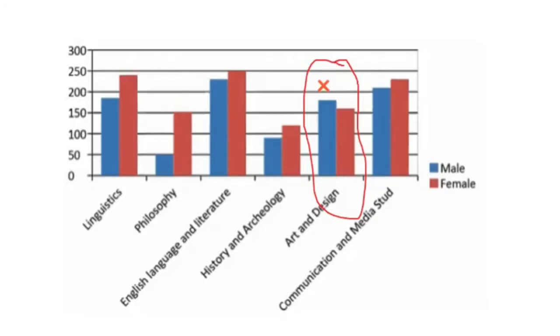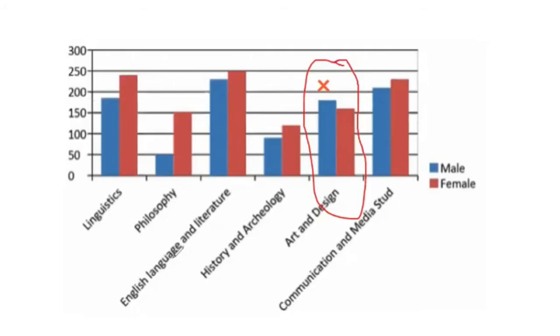Now, second, we're going to find those with a huge value difference and those with a little value difference. And so it seems that 5 out of 6 subjects have a relatively equal amount of enrolled students. So if you look here, we have communication and media studies, that's pretty much the same, as is art and design. History and archaeology are quite similar. English language and literature are definitely quite similar. And linguistics, when looking at the whole thing, is also quite similar.